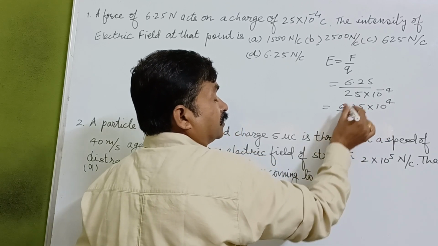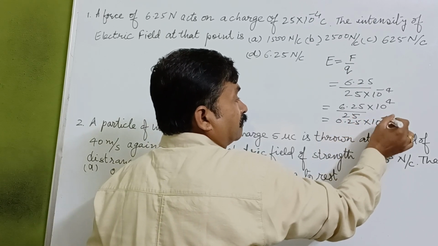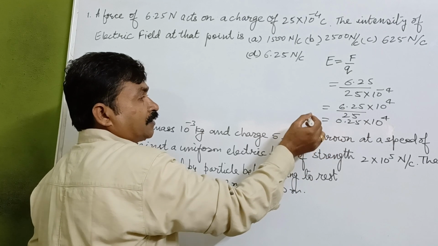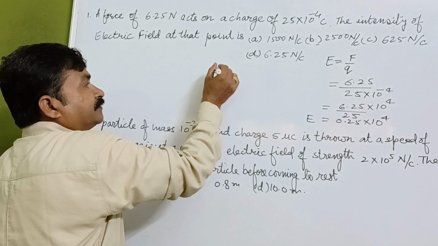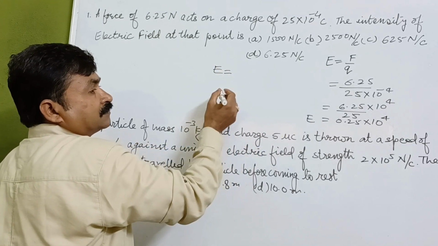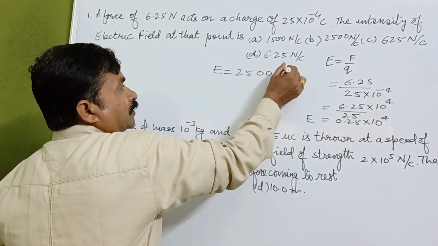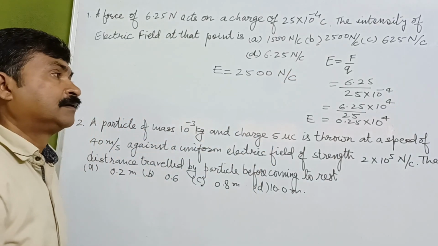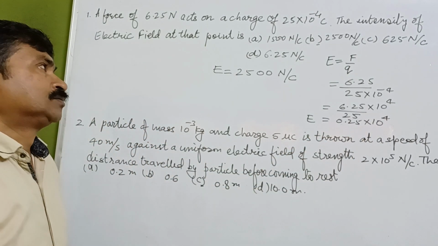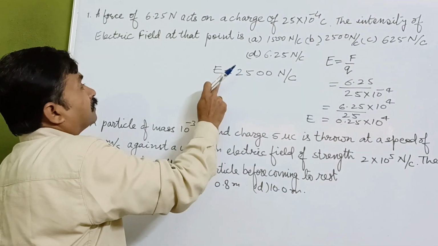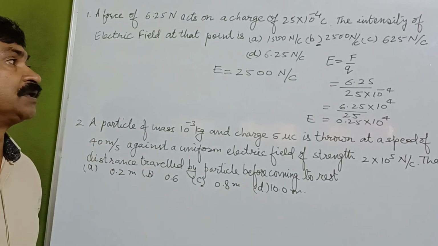So the electric field is 6.25 × 10^4 divided by 25. So it is 0.25 × 10^4. If we solve it finally, the electric field is 2500 Newton per coulomb. So this will be the final answer, and the correct answer is option B, 2500 Newton per coulomb.